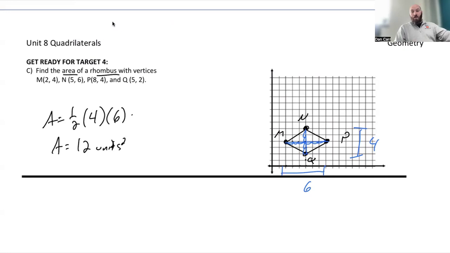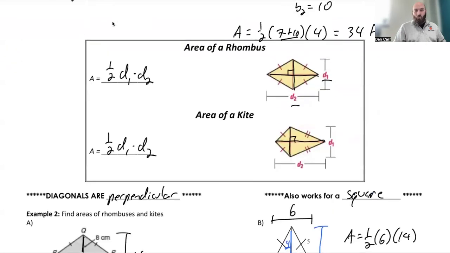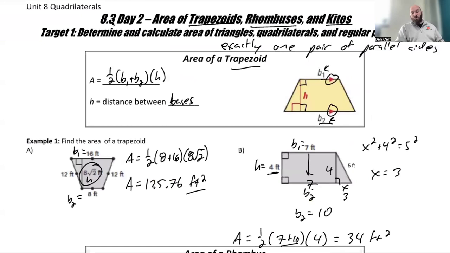Okay. And that's it for today. So again, we're just finding our areas. We're using rhombus and kite, which is the same formula. It's just dealing with diagonals. And then we have trapezoids, which is 1/2 times the height times base 1 plus base 2, where the height is the distance between the two bases.